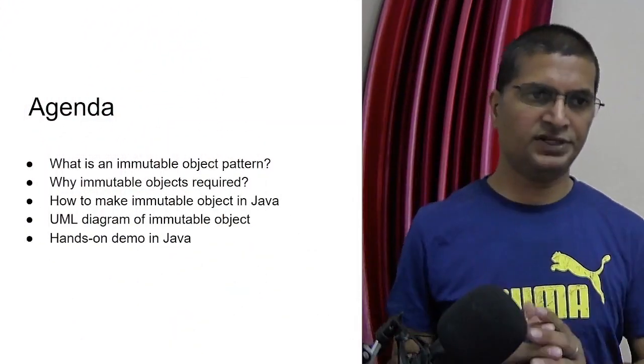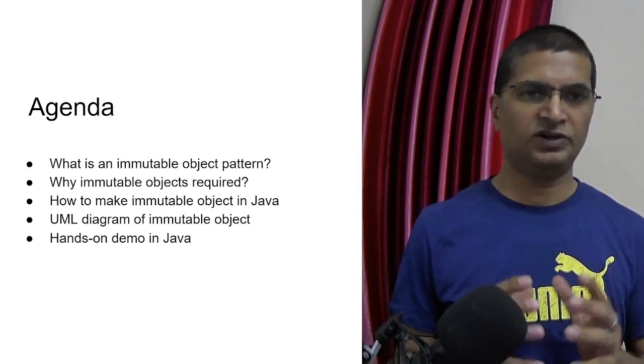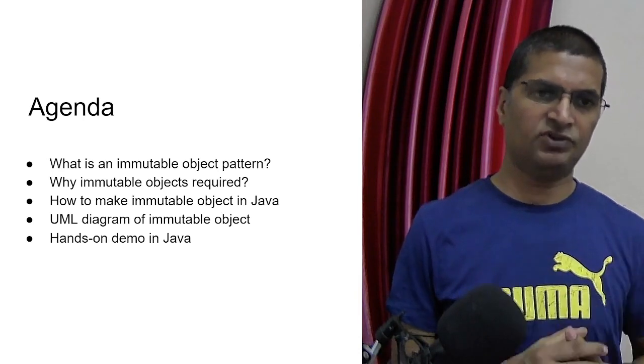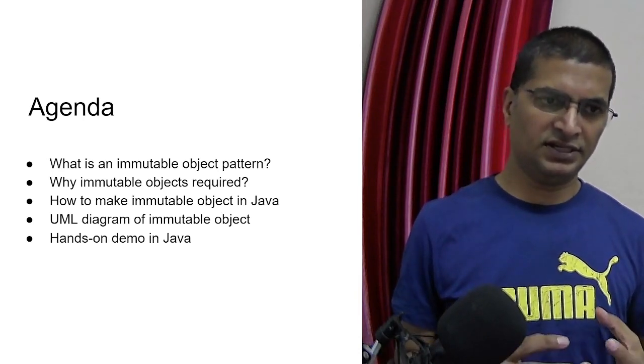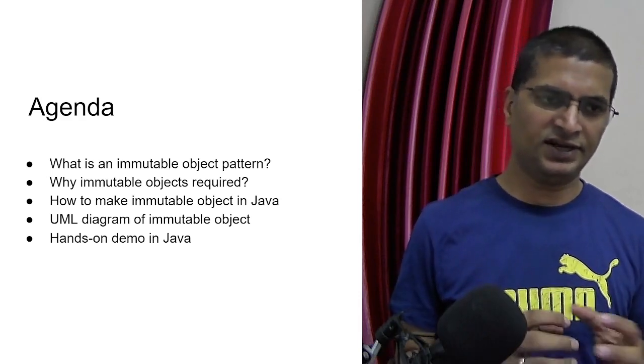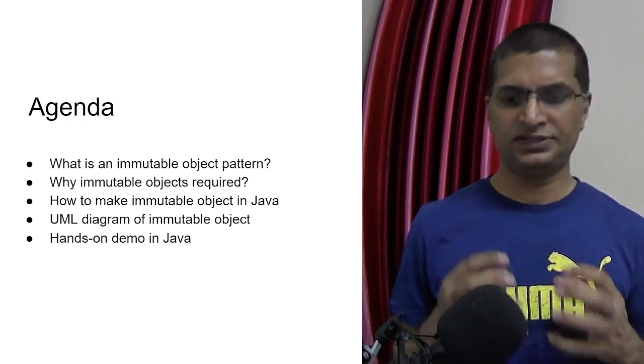So what is the agenda for today? What is the immutable object design pattern? Why is an immutable object required? How to make an immutable object in Java? How does it look in a UML diagram? And then finally, a hands-on demo in Java.